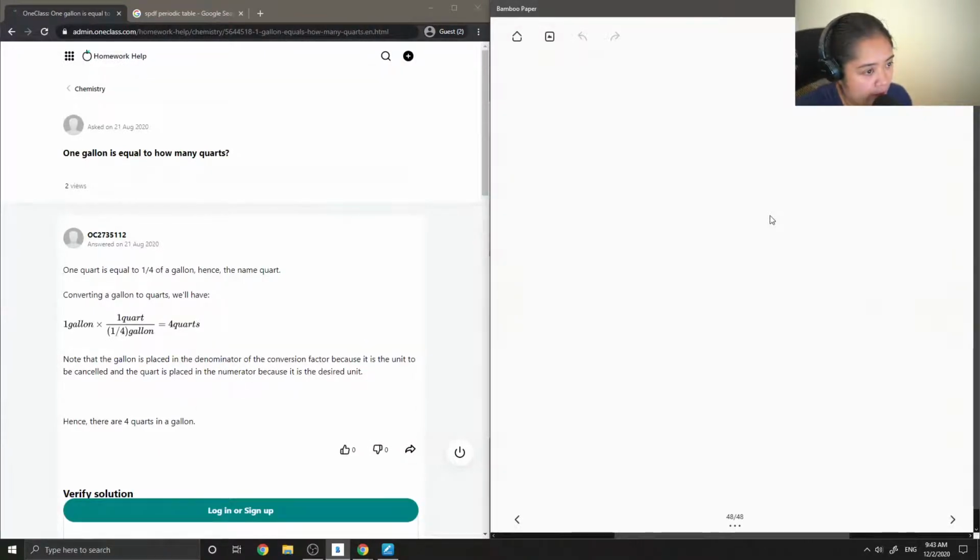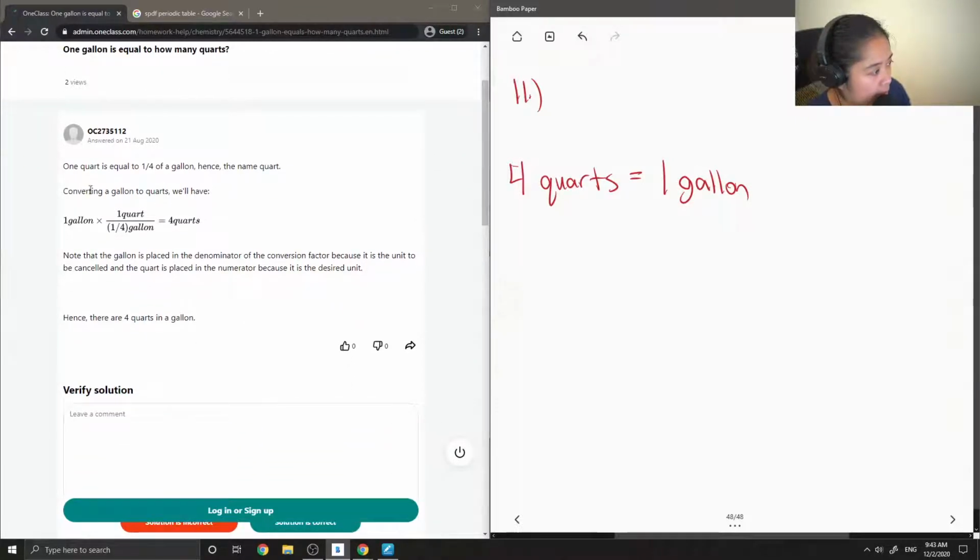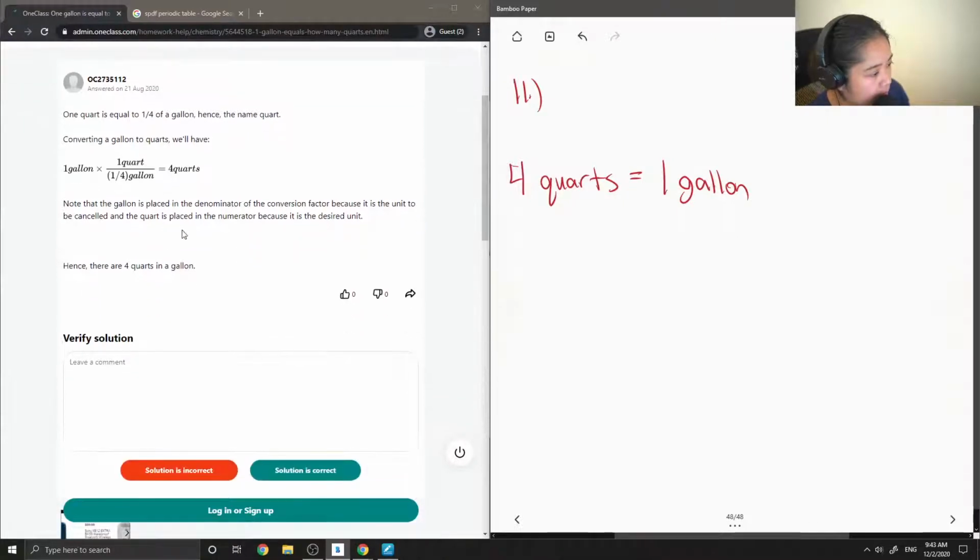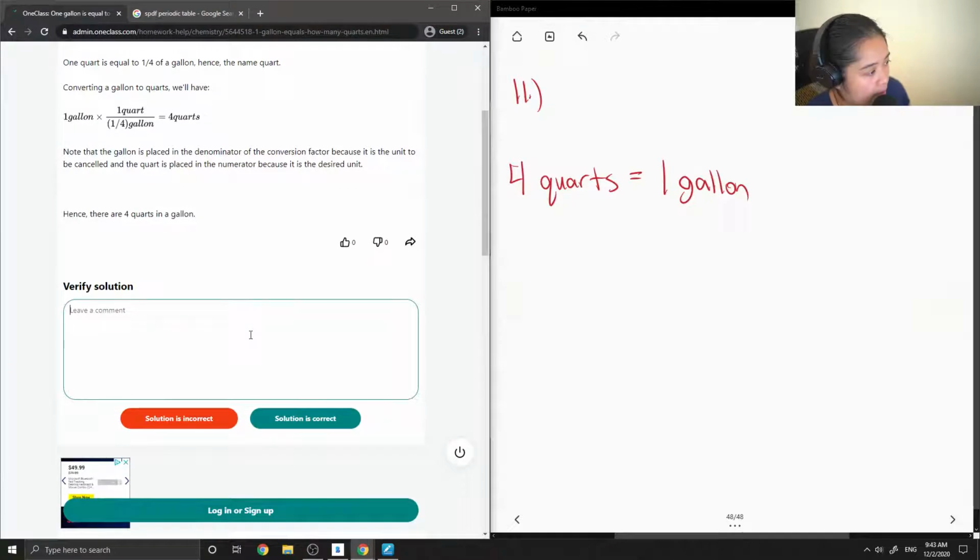Question 11 asks, 1 gallon is equal to how many quarts? So there are 4 quarts in 1 gallon. Junior tutor said 1 quart is equal to a quarter of a gallon, hence the name quart. Yep, so they also found that there are 4 quarts in a gallon. So the solution is correct.